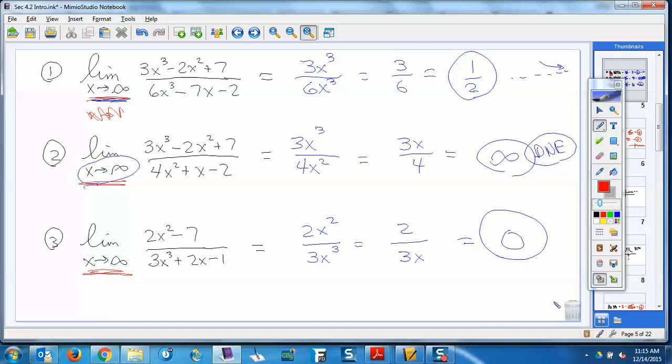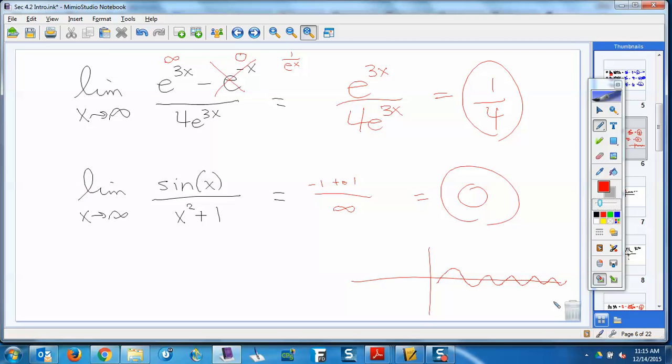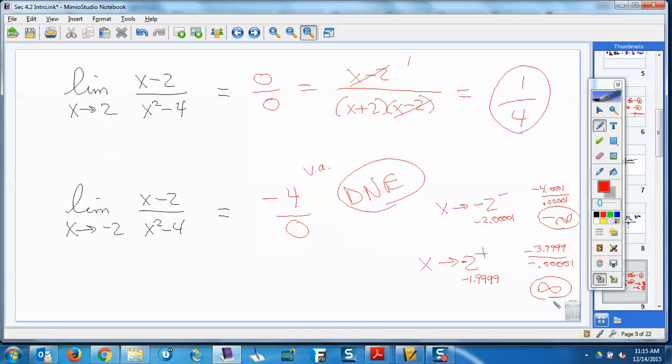X goes to infinity. Here, when it's just these powers, high powers dominate. So when the powers are equal, it's just the coefficients. When the high power's on top, the top's just going to get big. If the high power's on the bottom, the bottom's going to get big, which means it's 0. And then you get some of these with these other functions. You just have to think your way through it. And then, of course, graphically, and then we come back to these, which is actually what we started the day with, or these kinds of problems.